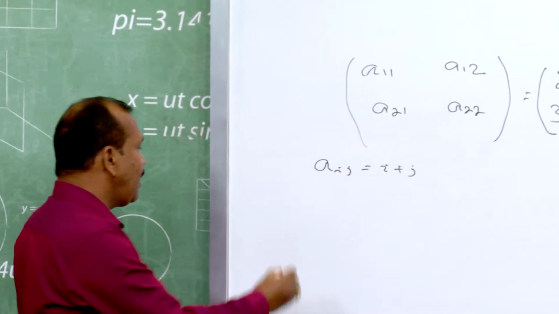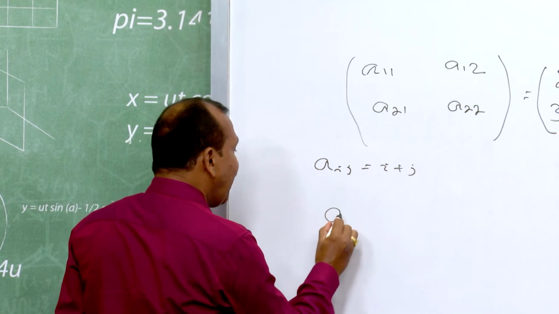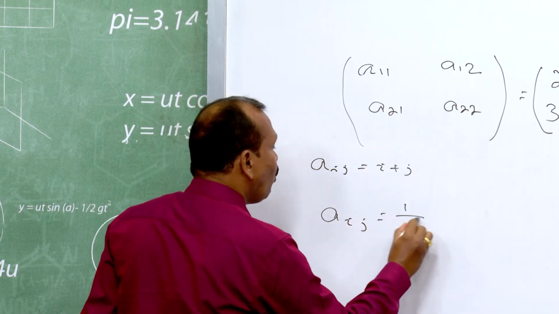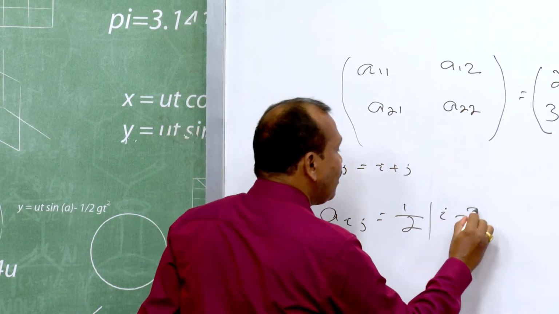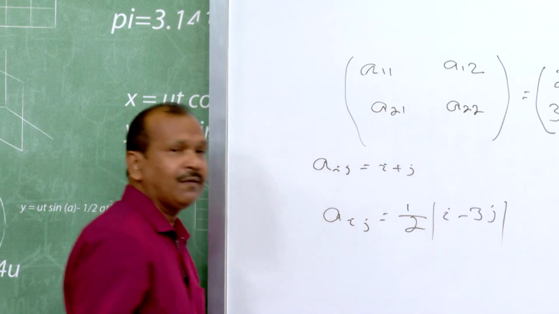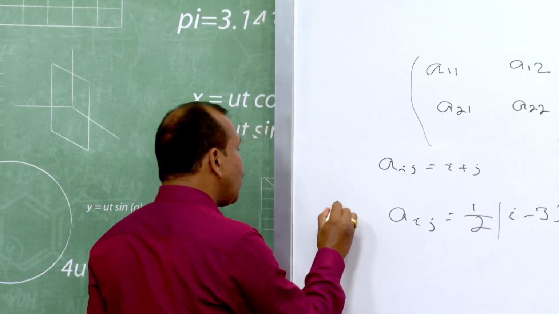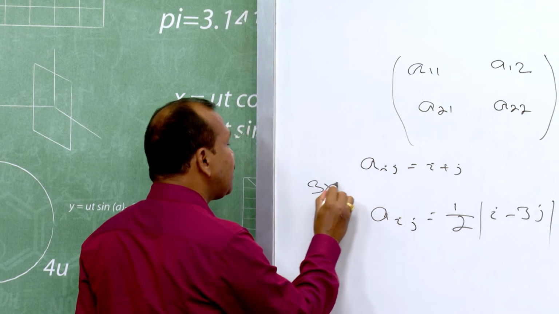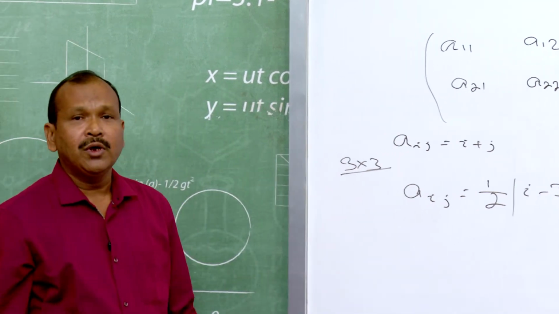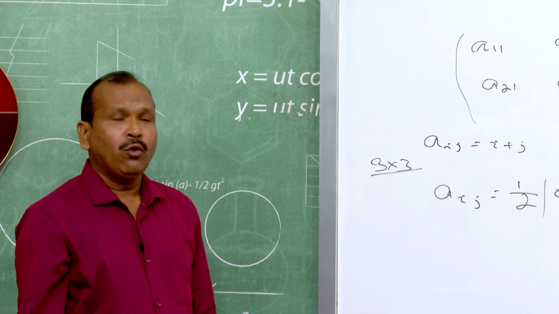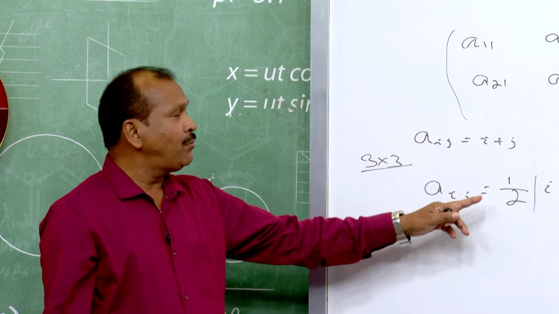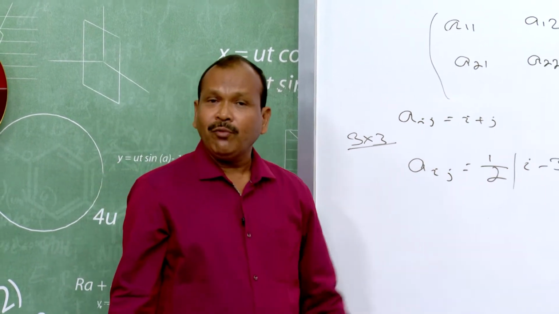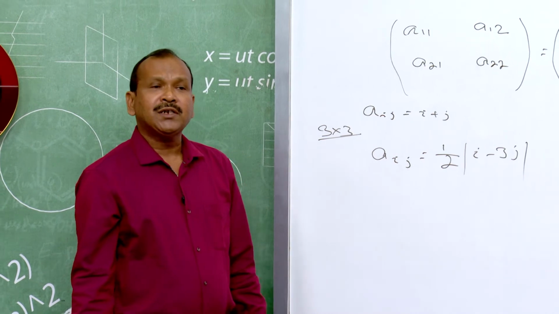Similarly, for the second, Aij becomes 1 by 2 times the modulus of i minus 3j. Construct a 3 cross 3 matrix. Question 2. Construct a 3 cross 3 matrix where Aij becomes half times the modulus of i minus 3j.